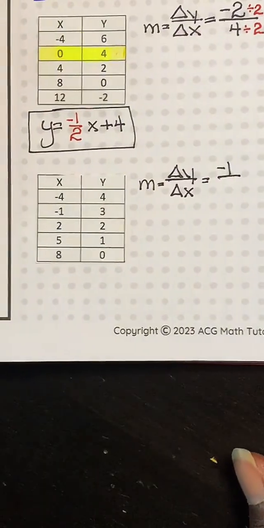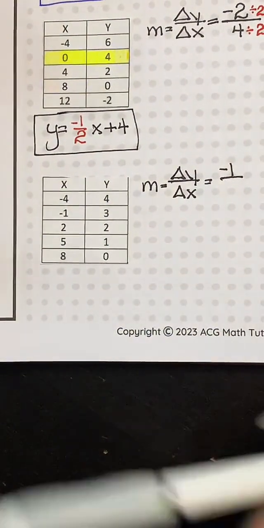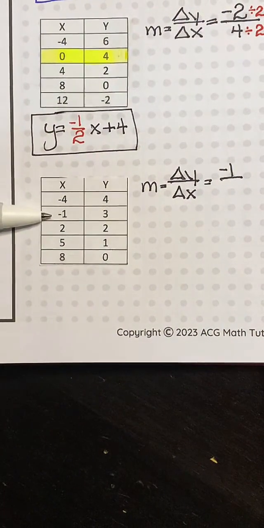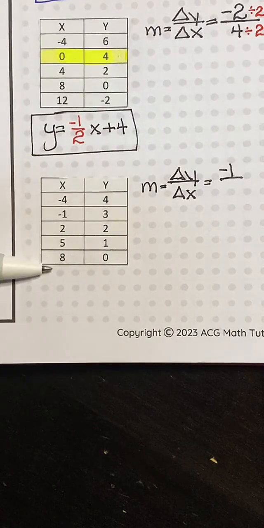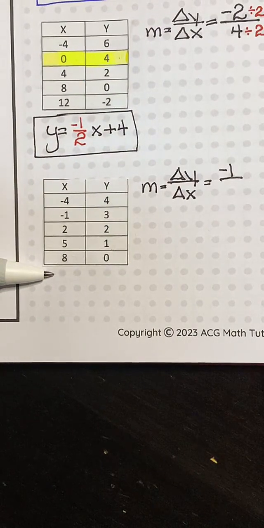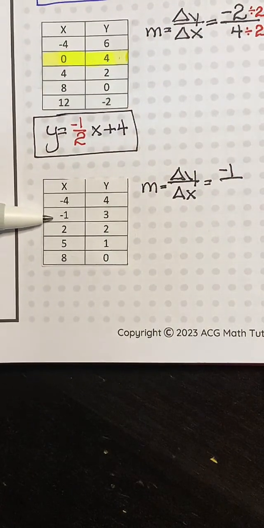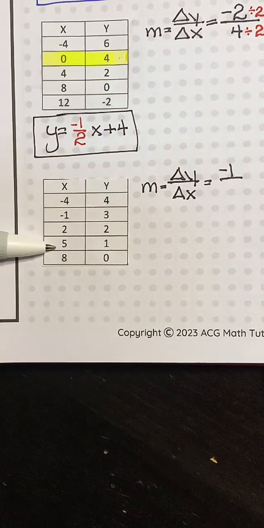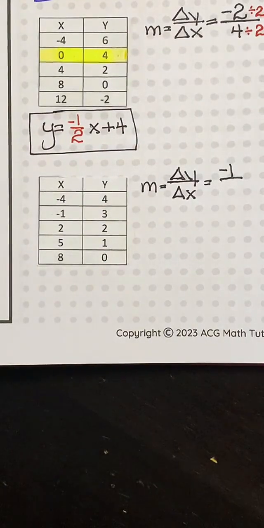So now we need to take a look at our x's. Not our physical x's, but you know what I'm saying. I have from -4, -1, 2, 5, and 8. Okay. So what's the pattern from -4 to -1, -1 to 2, 2 to 5, and 5 to 8?